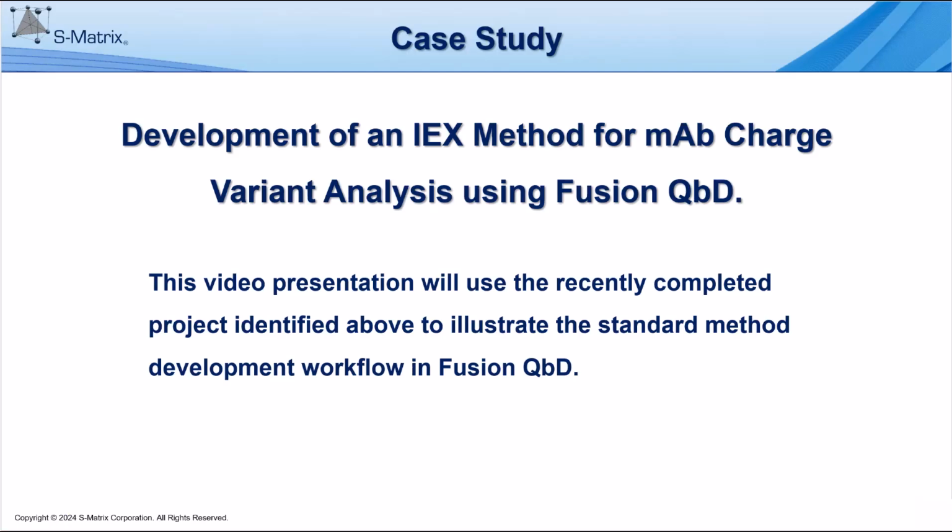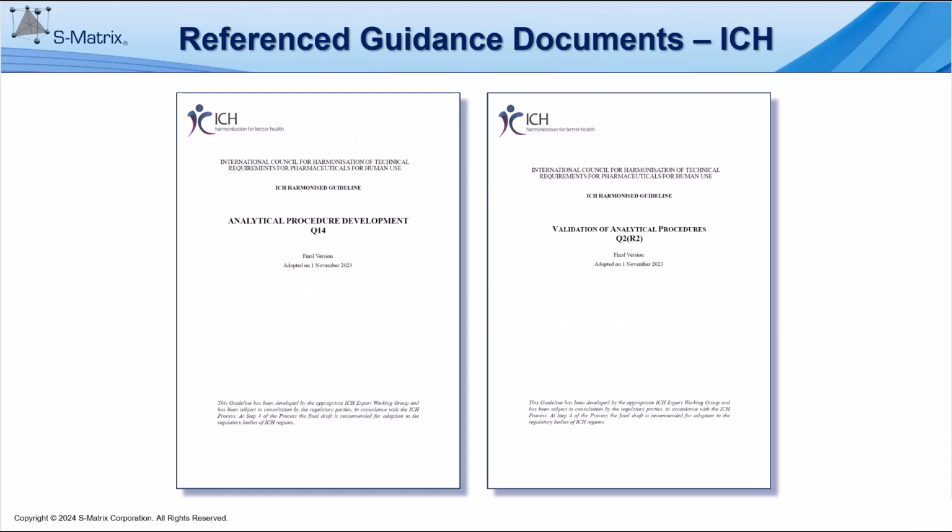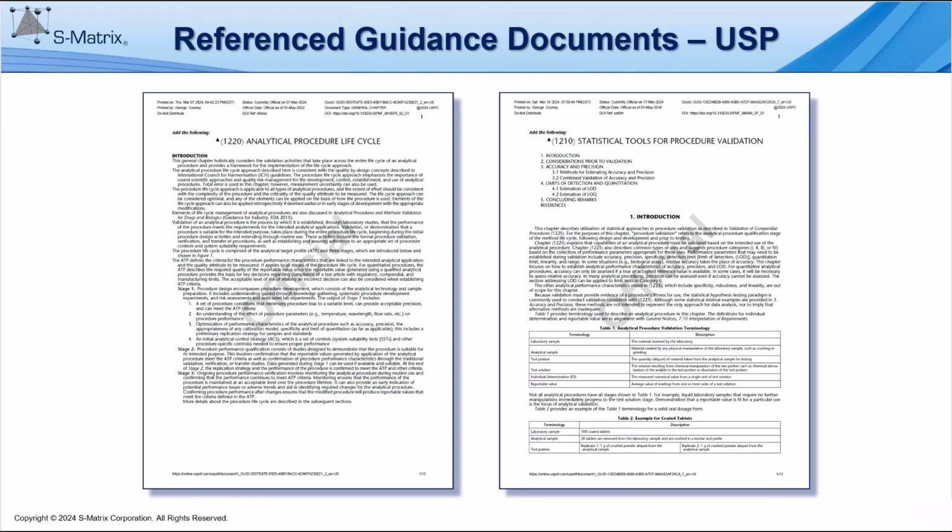This video presentation will use a recently completed project on development of an ion exchange method for monoclonal antibody charge variant analysis to illustrate the standard method development workflow in Fusion QbD. As we will show, the Fusion QbD tools, capabilities, and workflow presented in this video are completely aligned with the ICH Q14 and Q2R2 guidance documents, and also completely aligned with the USP 1220 and 1210 guidance documents.